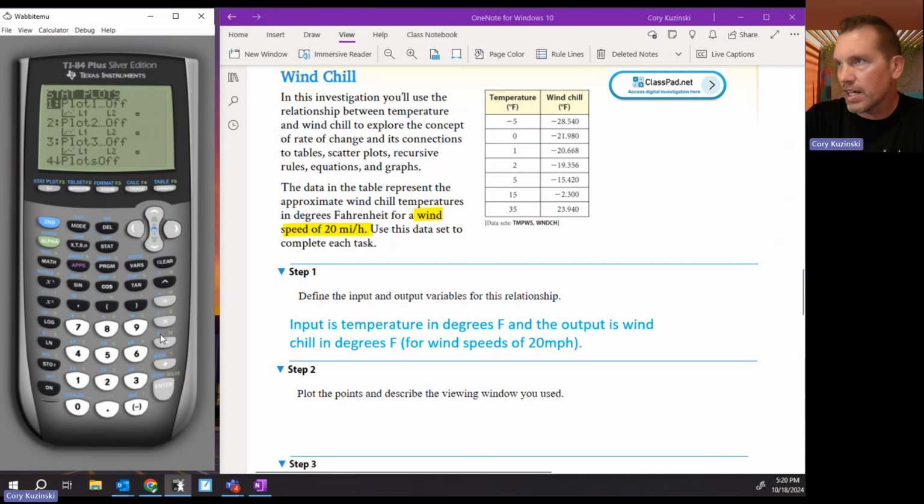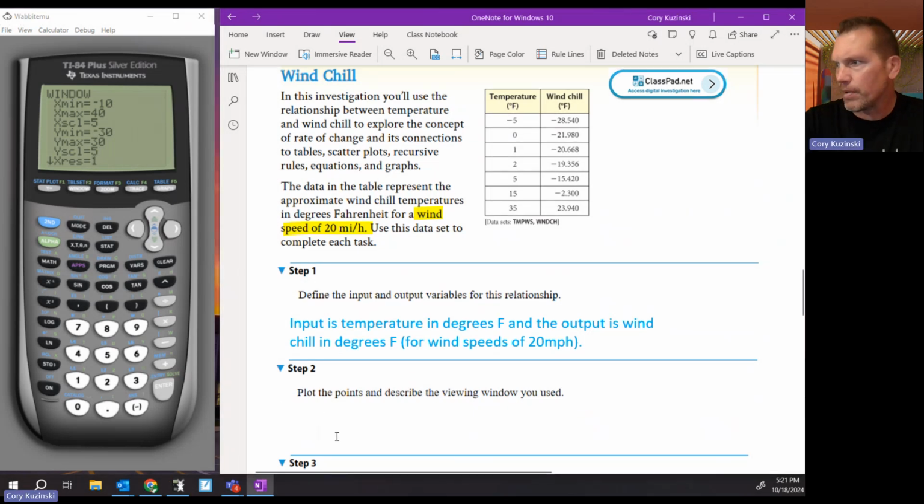Now let's turn our scatter plot on. Set our window. What are we going to do? Temperature. Let's go from negative 10 up to, let's go 40 for right now. So lower than the negative 5 and higher than the 35. We'll scale it by fives. And then wind chill. Let's go from negative 30 to positive 30. That should fit everything. Let's scale that by fives as well.